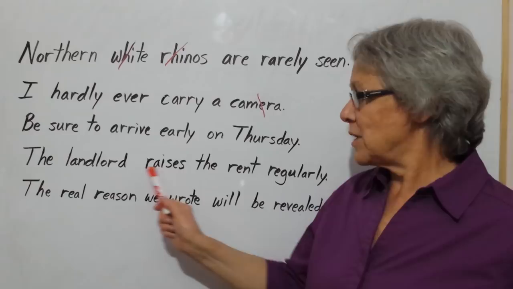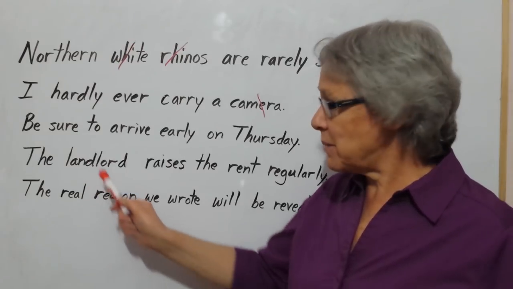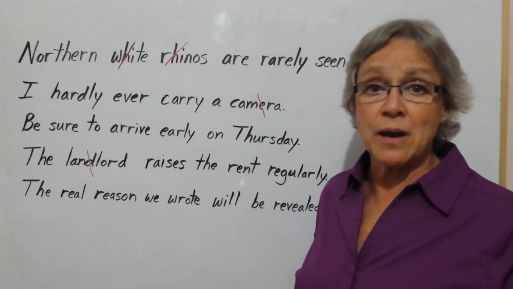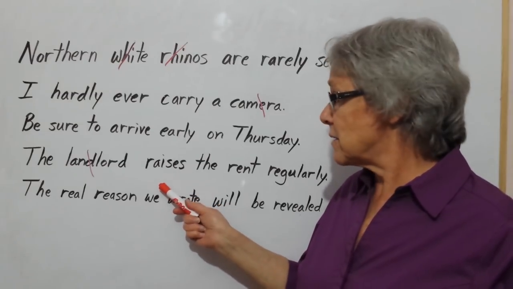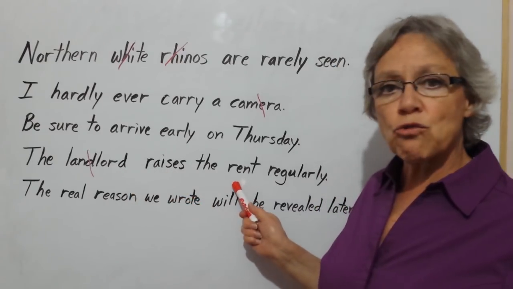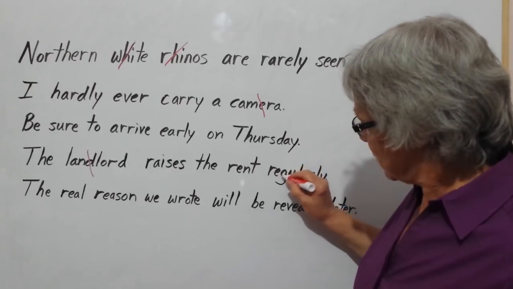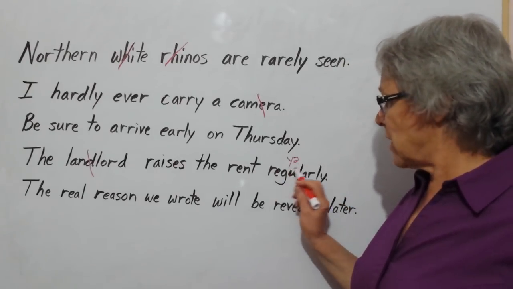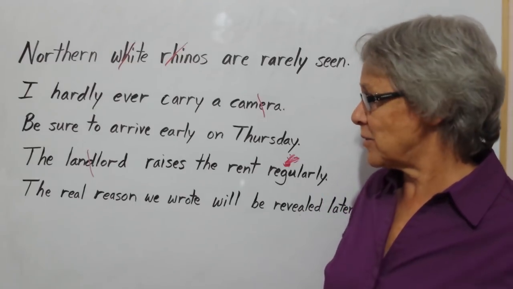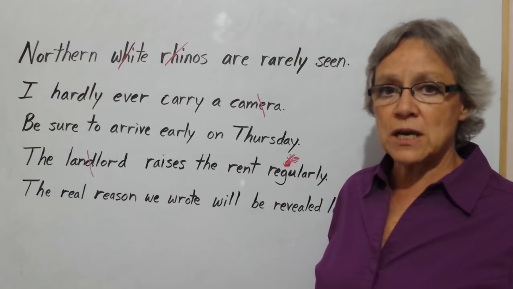The landlord raises the rent regularly. This is landlord, but I'm not pronouncing that D. I know when I say it, landlord, but it probably should be, but I'm not. Landlord, raises, okay, that's lord or lord, raises, rent, regularly. This G-U is like a G and then a like a regularly. Actually, that would be a J. Okay, so regularly. Okay. The landlord raises the rent regularly.